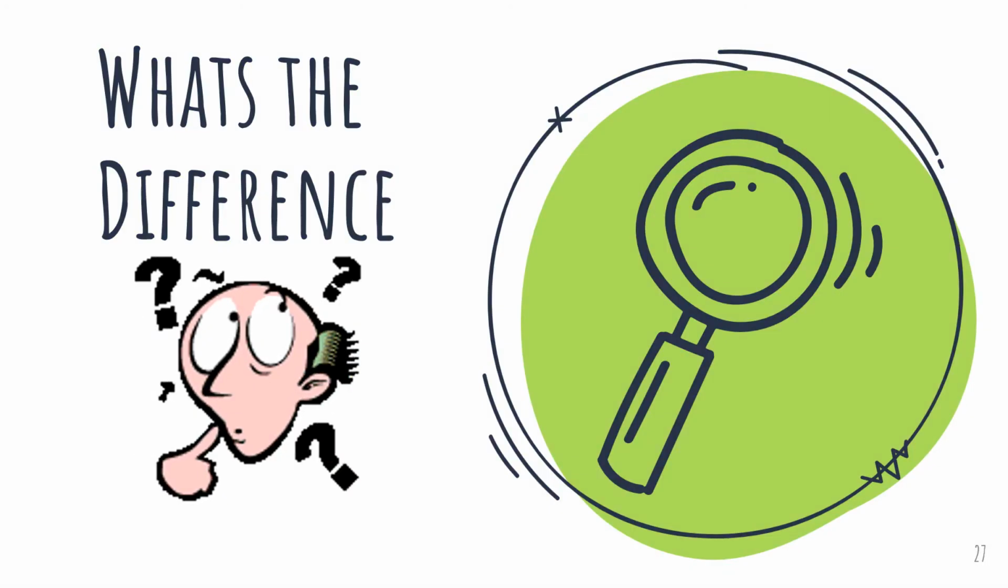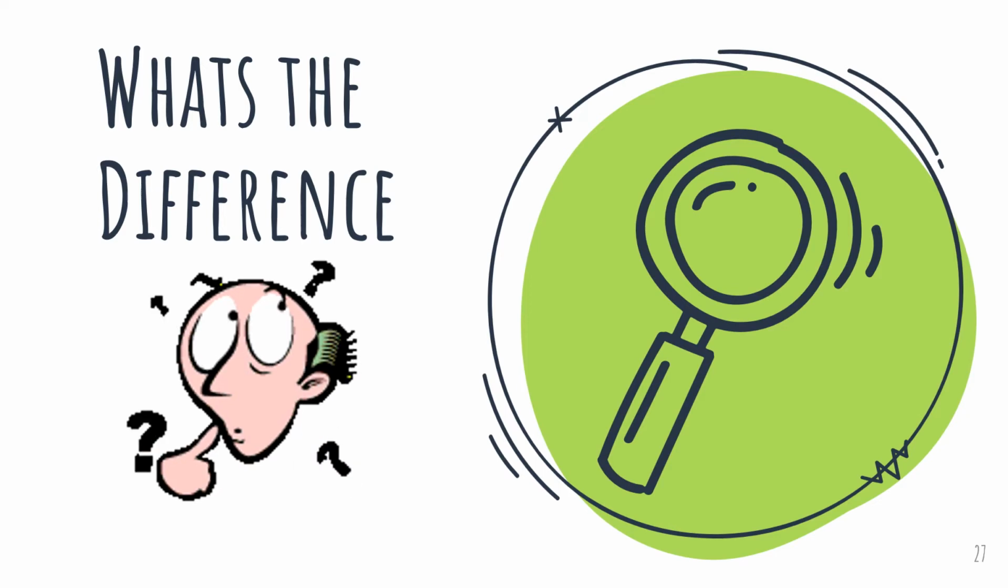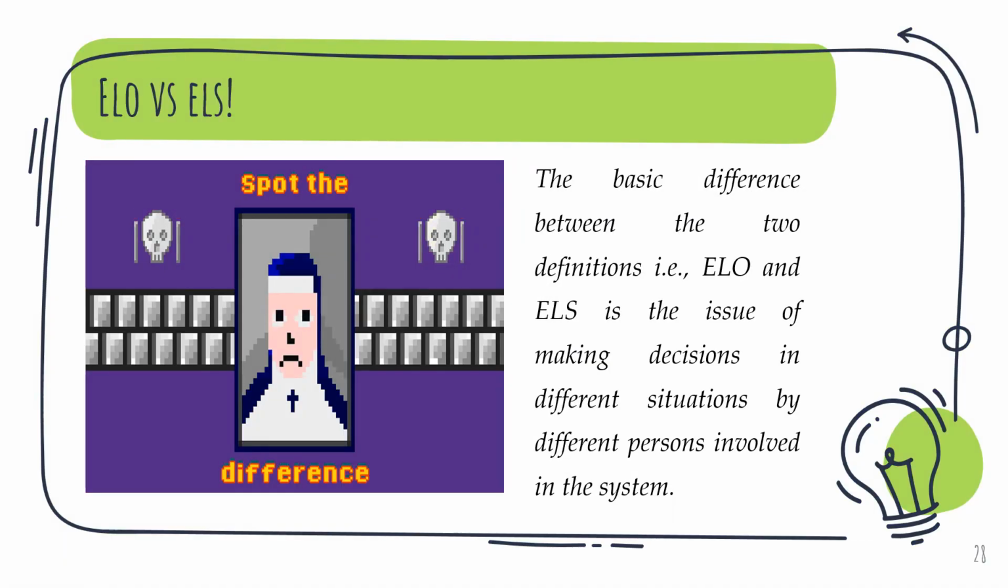Moving forward, let us now identify the difference between ELO and ELS. Somehow, they are quite related to each other, but if we dig deeper, both of them possess different purposes. It is because the issue of making decisions varies in accordance with the different situations by different persons involved in the system.